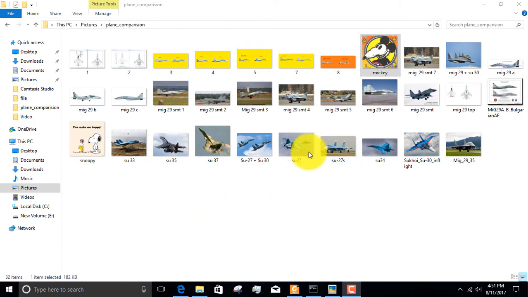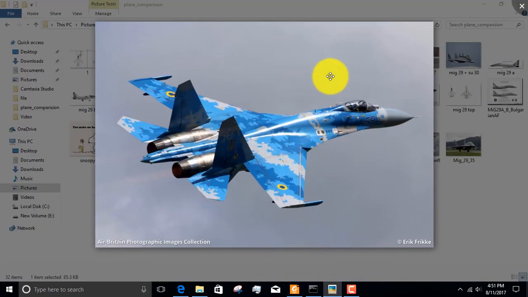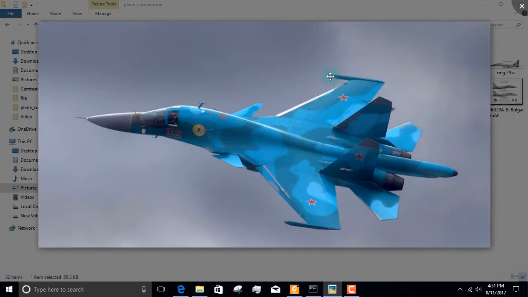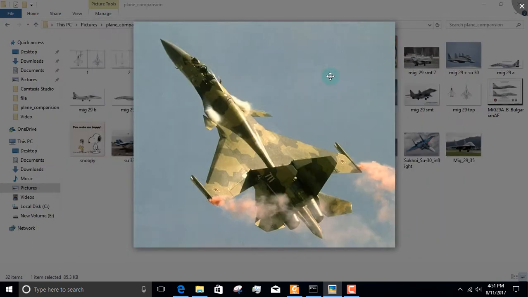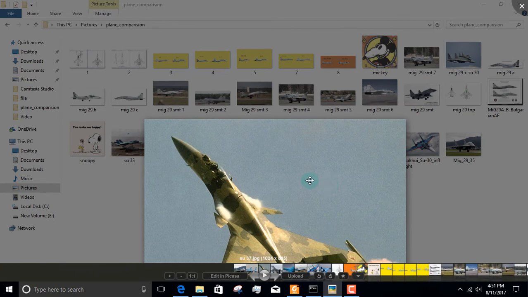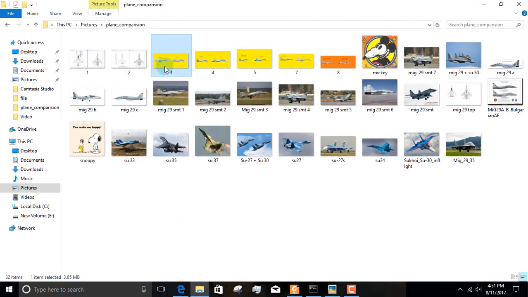Hello guys, today I'm going to discuss the Flanker family of Russian jets. It all started with the Su-27 Flanker. And then they had the Su-30, the 33, 34, 35, and 37. Now the special thing about this family of jets is they have a very deceptive look. What I mean by that, I'll illustrate to you right now.